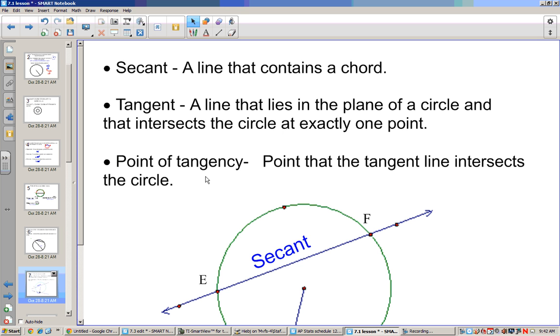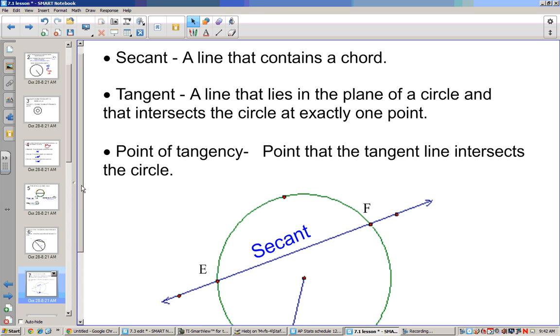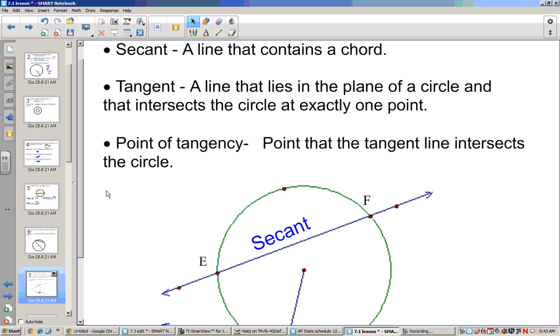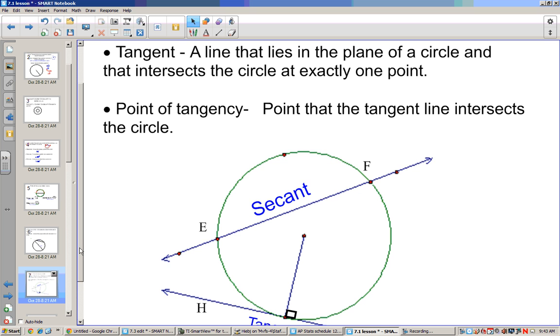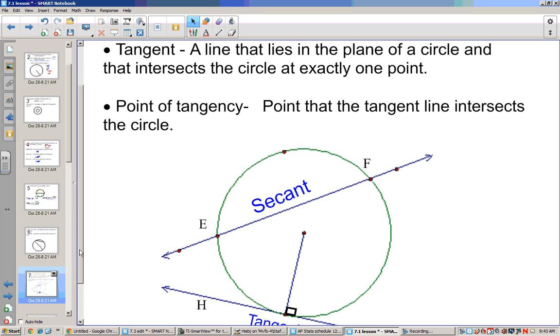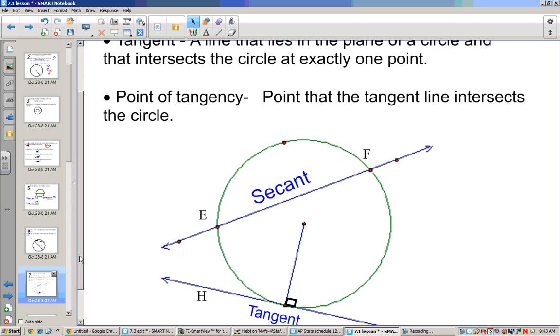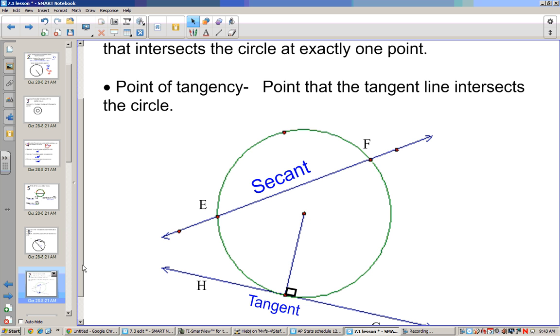A couple more lines. The secant is a line that contains a chord. By line, it means it continues all the way to the right and all the way to the left. A tangent is a line that lies in the plane of a circle and that intersects the circle at exactly 1 point. So if you look at this tangent down here, it just touches the circle and it hits it at just this 1 point.